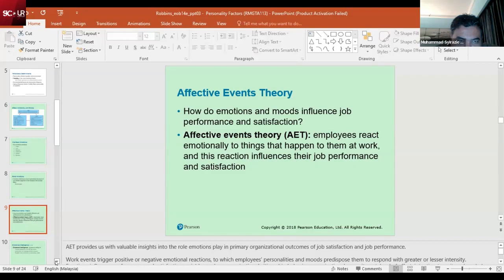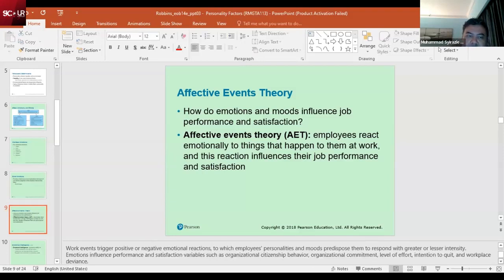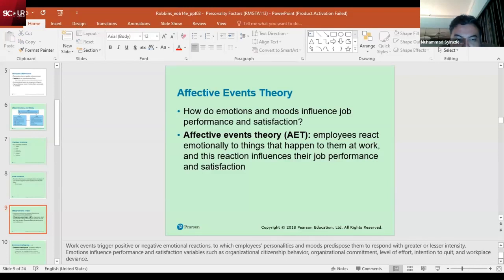Affective event theory provides us with valuable insight into the role emotions play in the primary organizational outcomes of job satisfaction and job performance. According to AET, employees react emotionally to things that happen to them at work, and this reaction influences their job performance and satisfaction. It also says that work events trigger positive or negative emotional reactions, to which employees' personality and moods predispose them to respond with a greater or lesser intensity.